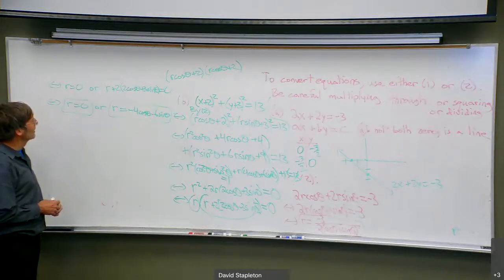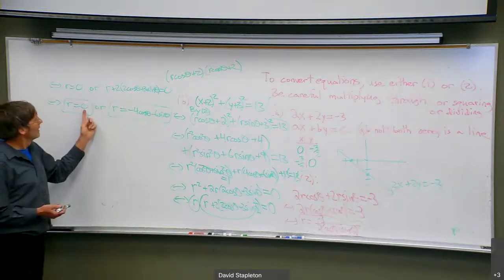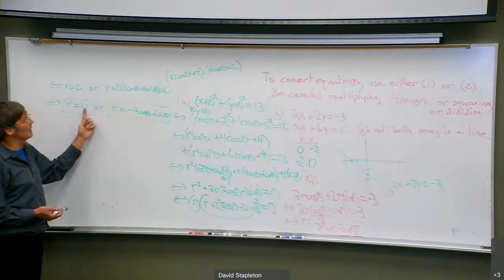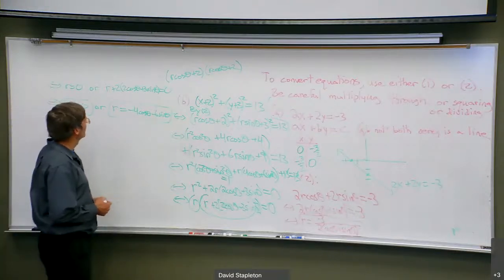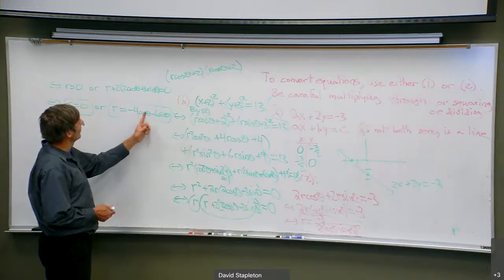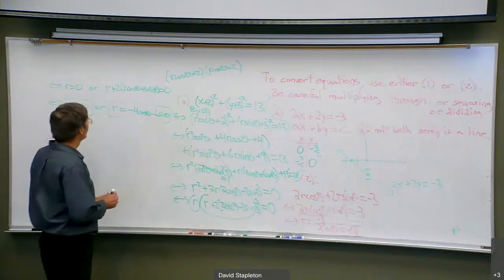And now something interesting happens here. r equals 0 is the pole, the origin, right? And if the origin is a solution of this one, I don't need this one after all. Can I make minus 4 cosine theta equal plus 6 sine theta for some angle theta? In fact, I can.